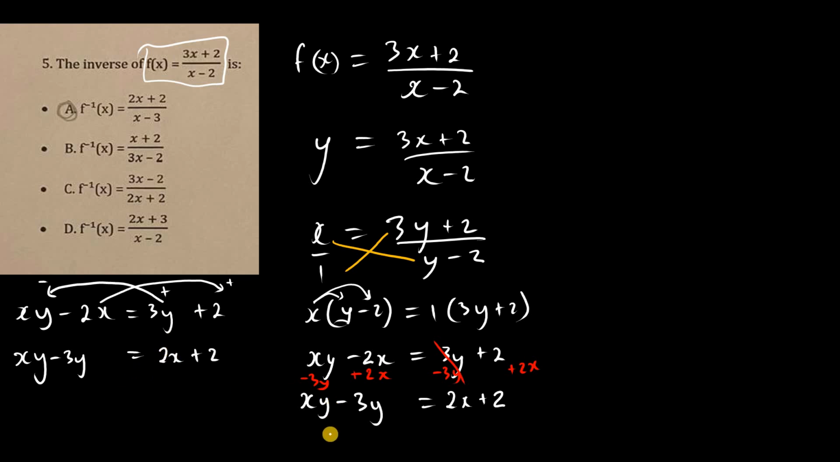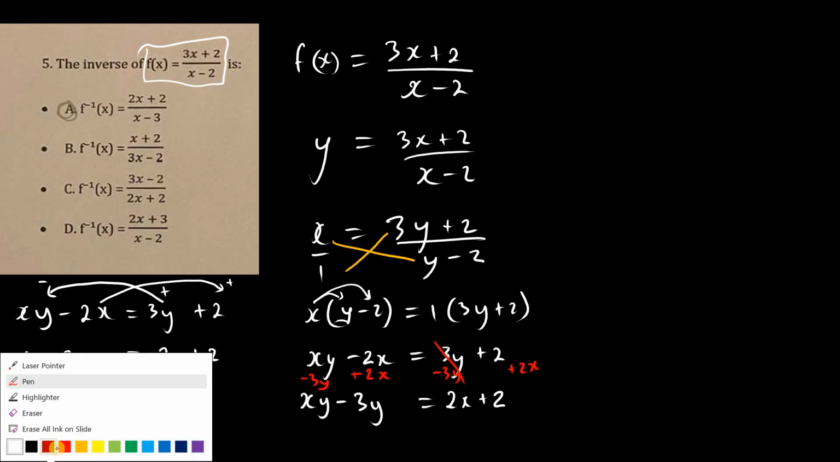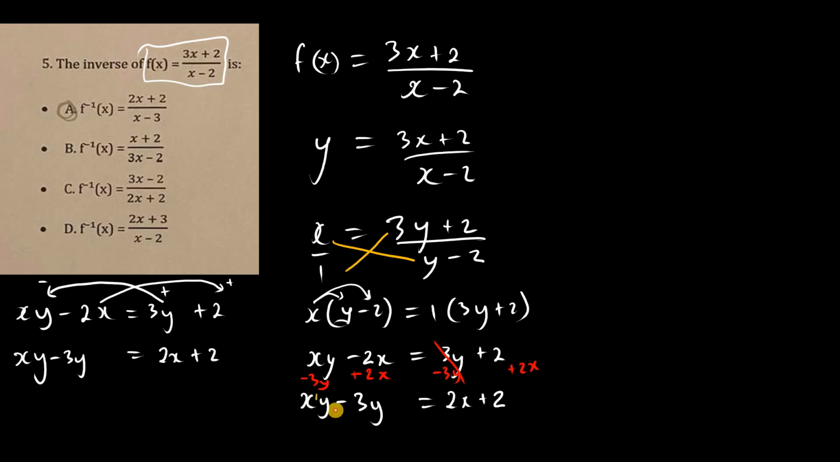Okay, so the next step after this is to factor out the y, doing the reverse of this distributive property. So since we have y here and y here, if we factor it out, this is what it looks like. Y, open bracket, what we have outside is x minus 3, which is going to be equal to 2x plus 2.